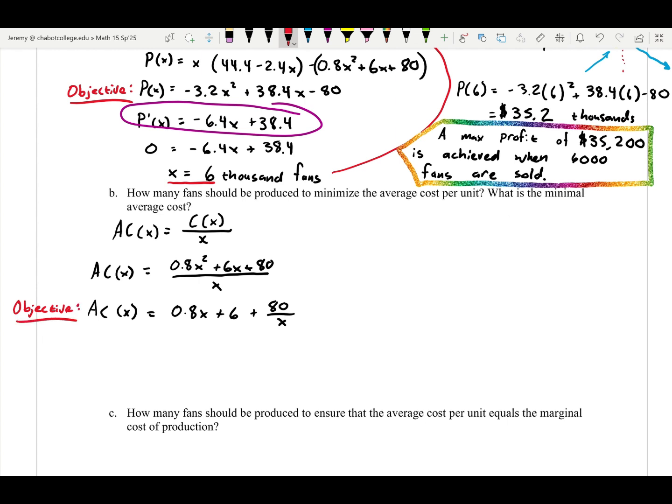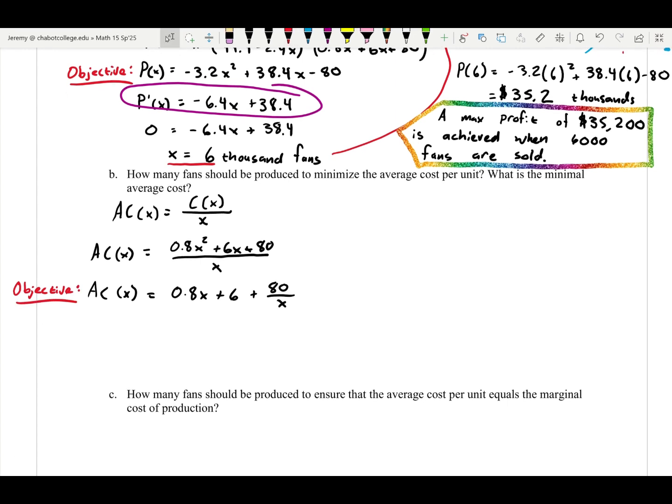So now the average cost function is our objective and we want to minimize it. So let's find the derivative. AC prime of x will be 0.8. The 6 goes away because it's just a constant. And then taking the derivative of 80 over x, I'm going to get minus 80 over x squared.